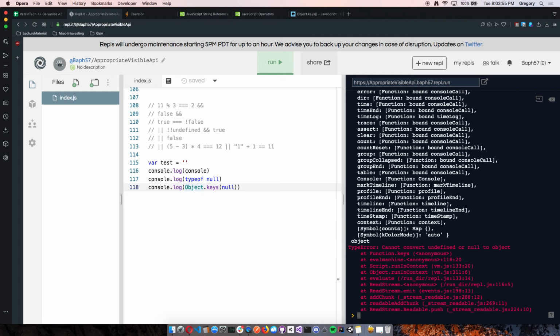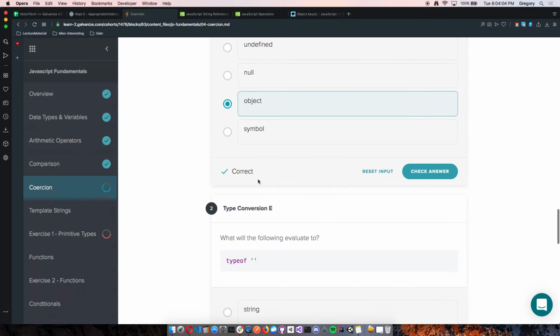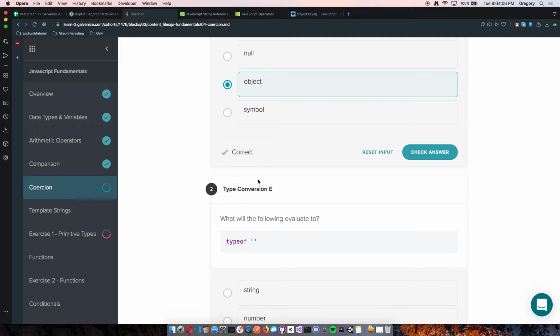Yeah, so welcome to JavaScript. That's just one of many weird things that you'll probably find in your travels with JavaScript. So there you go. It's an object, but it's not an object.